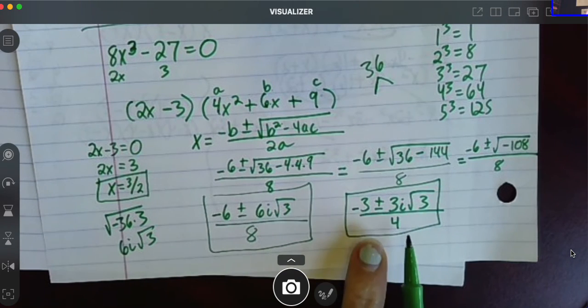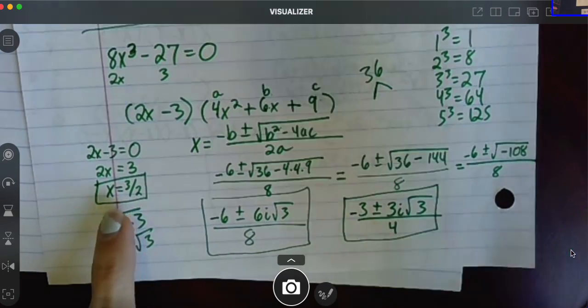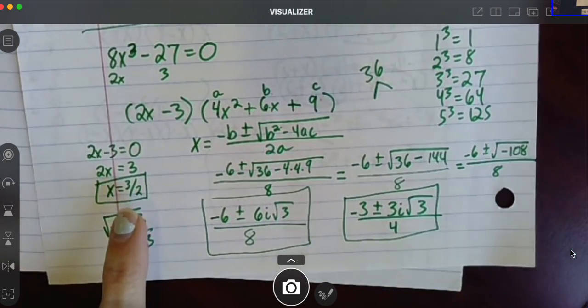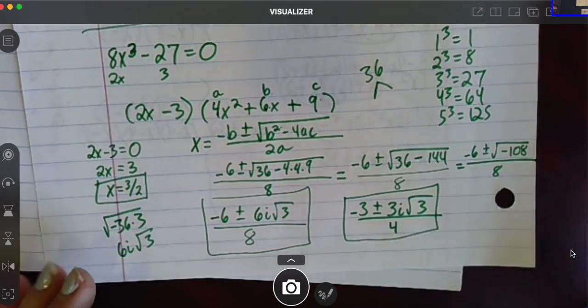Now, this right here is 2 answers. This right here is 1 answer. So you have 3 answers. We've got 10 minutes left. That's just enough to do one more problem, probably. Okay? I know this is taking a while.